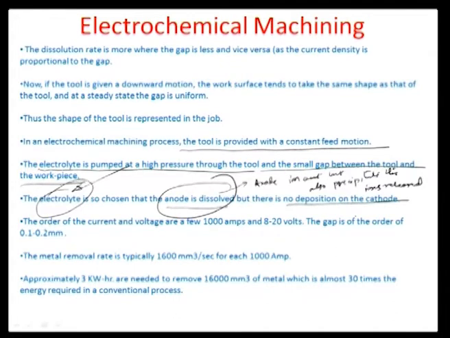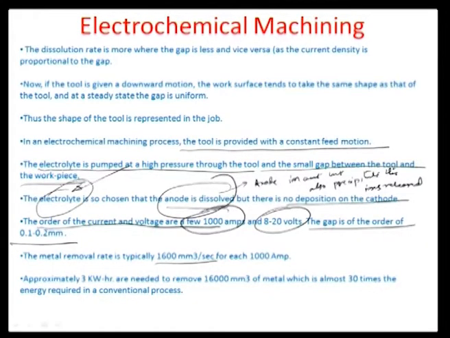So the order of current and voltage that are normally found in such processes are a few thousand amps of current and about 8 to 20 volts, and the gap where the ECM is conducted between the tool and the workpiece is typically about 100 to 200 microns, 0.1 to 0.2 millimeters. Typical material removal rates can be about 1600 cubic millimeters per second for about 1 kiloamp current.